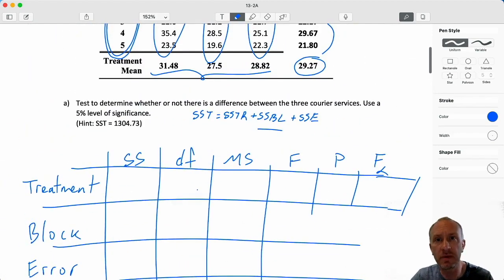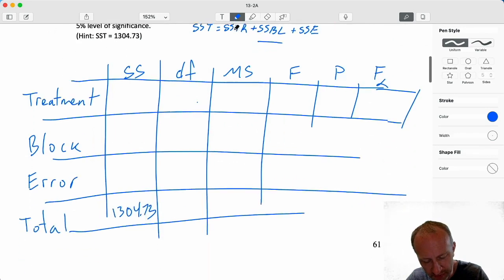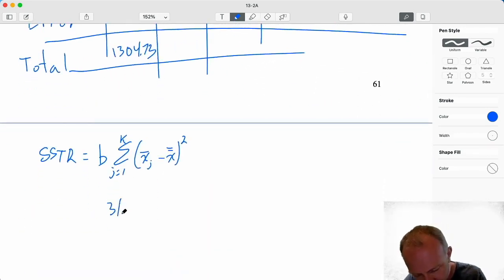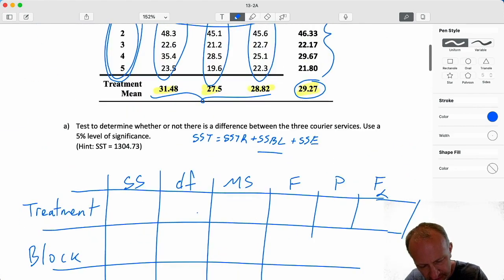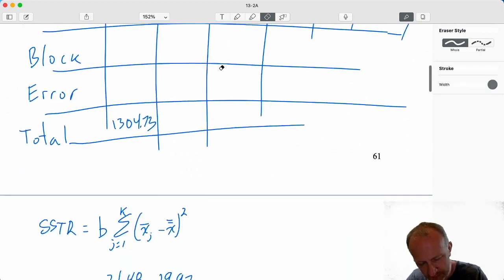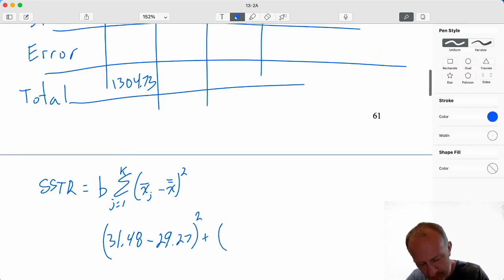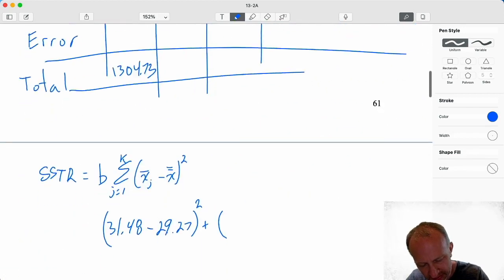Okay, so here we have our 3 treatment means, and of course our grand mean. So 3148 minus 2927. There we go. And the next one, 27.5.